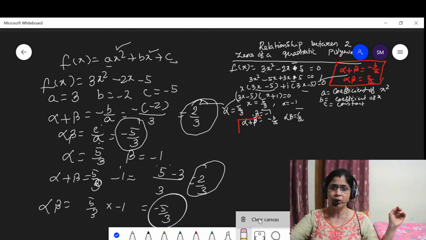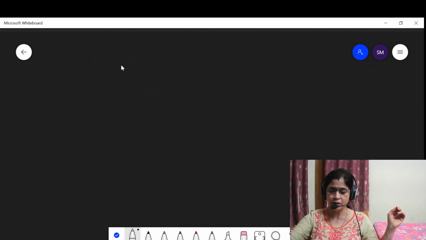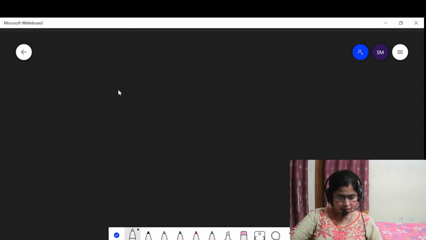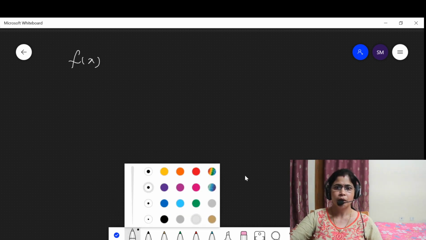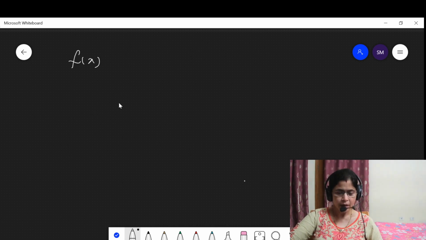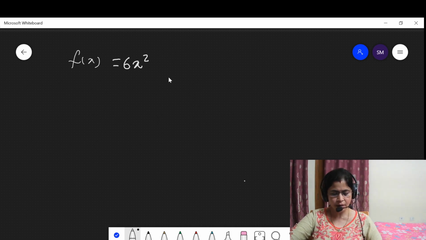Now take some more examples for better understanding. Take another example. Suppose f(x) is given. Look at here. Suppose f(x) is 6x square minus x minus 2, which is equal to 0.